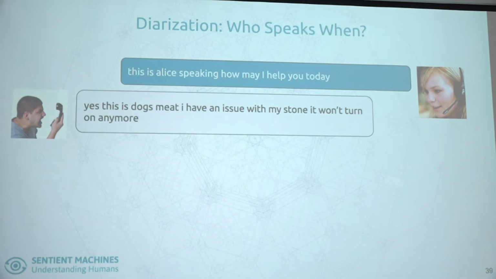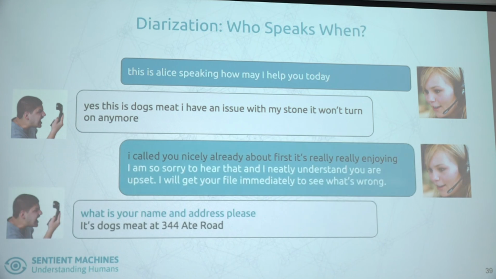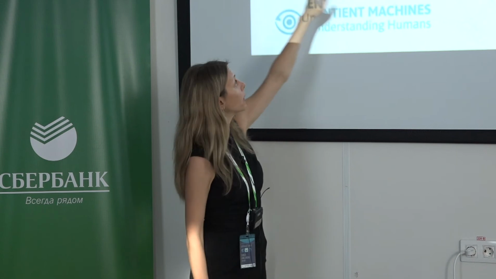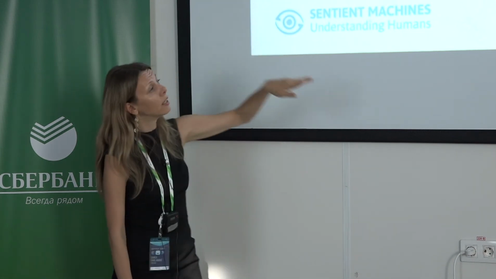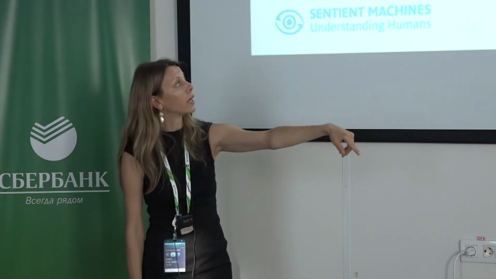So again, coming back to the same example, this is actually what happens quite often. You can see here that "I called you nicely already about first. It's really, really annoying" actually belongs to this speaker, but the system thought that it was the other one. Or "What's your name and address, please?" again belongs to this speaker, as opposed to the other one.